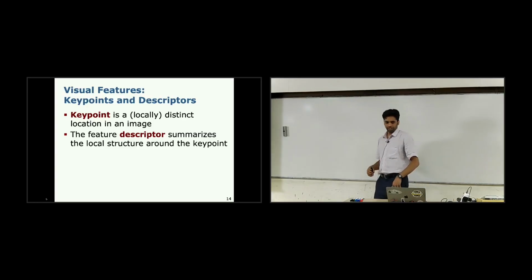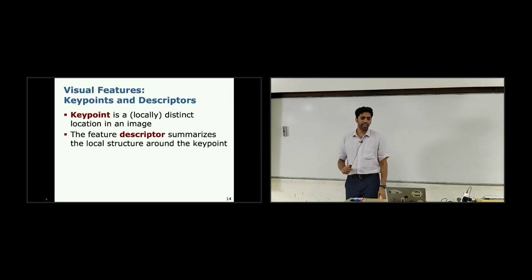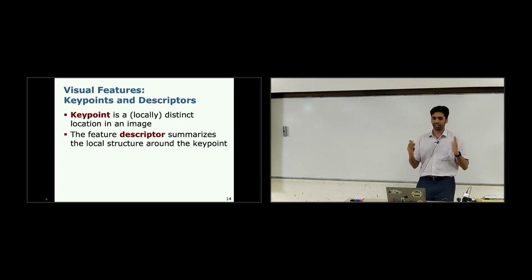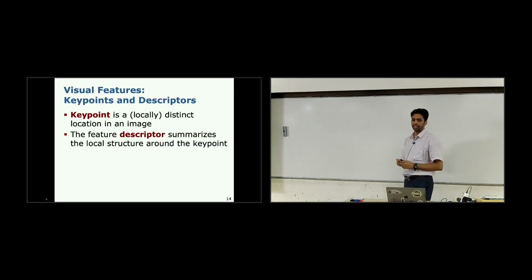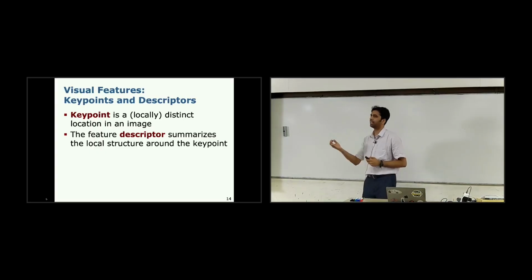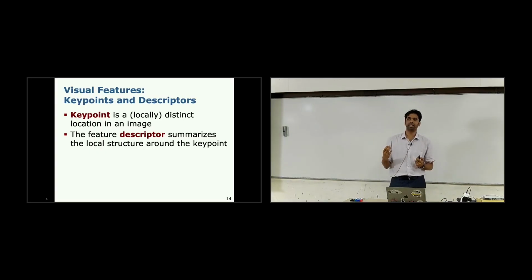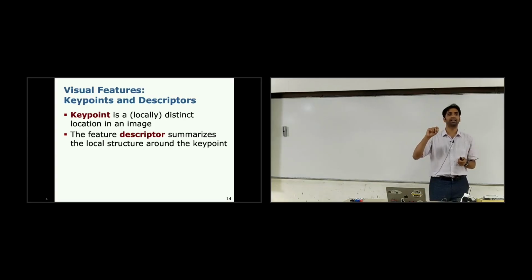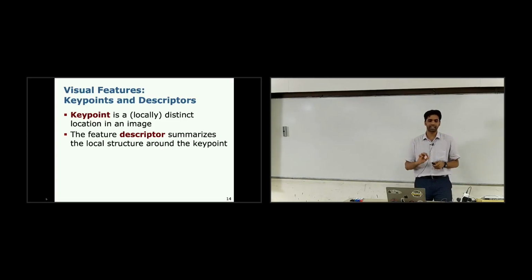So what are visual features and descriptors? Key points, or what I call a feature, but technically you would divide a feature into key points and descriptors. A key point is essentially a unique place on the image. It's unique for the computer. It may not be really unique for us seeing through our eyes, but for a computer, if it looks at that point, it should uniquely identify it as something that's distinct from its surroundings.